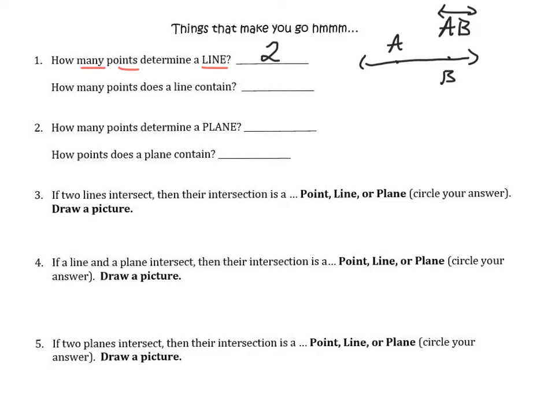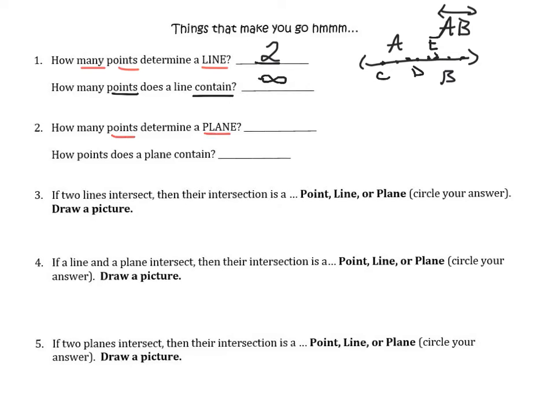So obviously I need 2, but how many does that line actually contain? Well, for this example up above, I could add a point here, say C, I could add a point here, we'll say D, I could add a point here, E. I could continue to add points as much as I want. So in this case, for any line, it contains an infinite number of points.